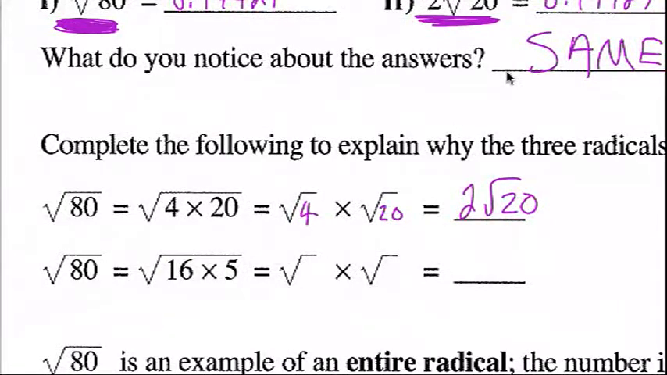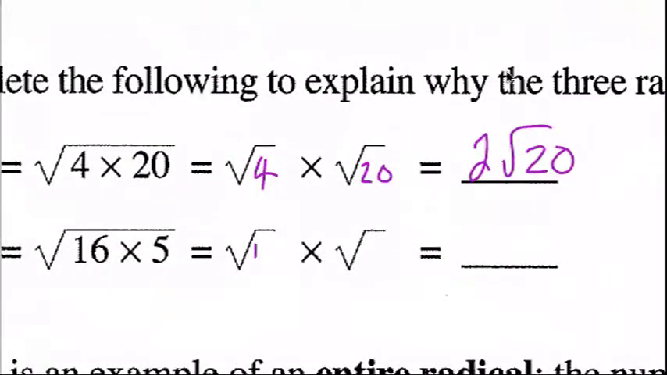Square root of 80 is also square root of 16 times 5, which is the square root of 16 times the square root of 5, which is 4 square root 5.